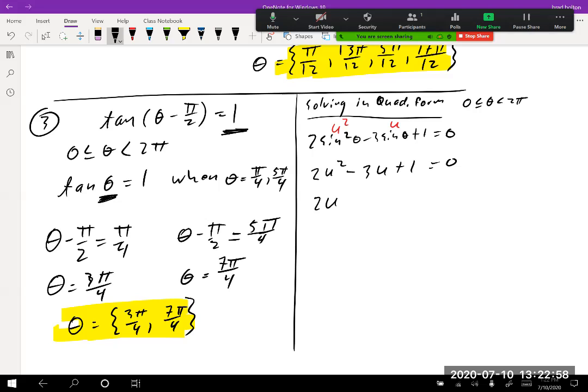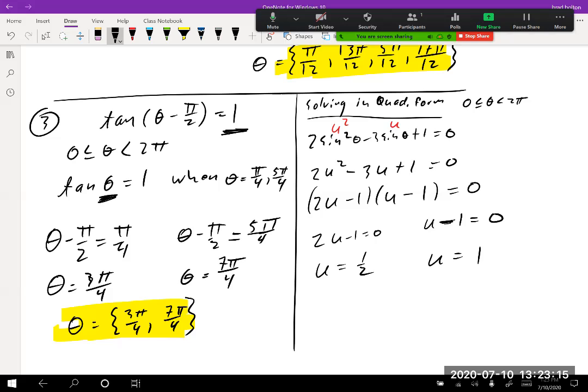So we could factor this as 2u and u, and this would be minus 1 and minus 1 equals 0. So then we would do 2u minus 1 equals 0 and u minus 1 equals 0. So then we would have u equals 1/2 and u equals 1. But the problem is we're not solving for u, we're solving for sine. So I'm going to go back in and plug in what I said u was. So over here we might write u equals sine theta, so then u squared is equal to sine squared theta. Okay, so then this will become sine of theta equals 1/2 and sine of theta equals 1.